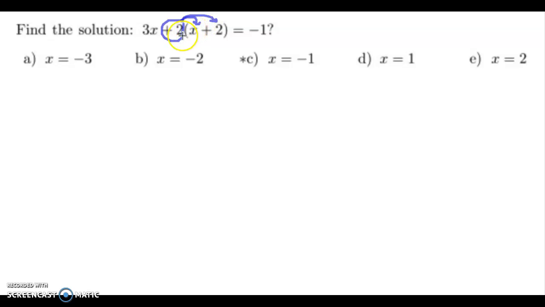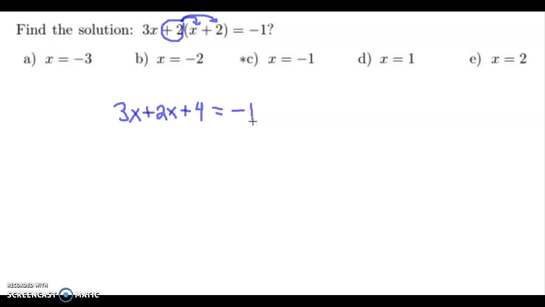So the first one we multiply is 2 times x, which we know is 2x. And then I'm going to multiply the positive 2 times the positive 2 that's inside the parentheses, and I get a positive 4. The 3x was not involved in the parentheses or the distribution, so I just bring that down. And that still equals -1 on the other side.